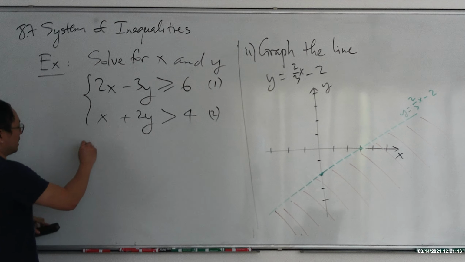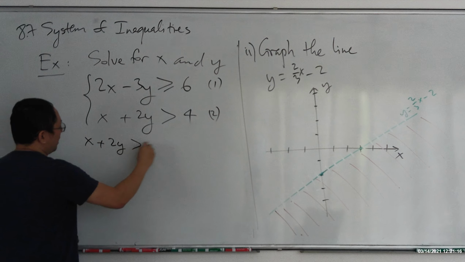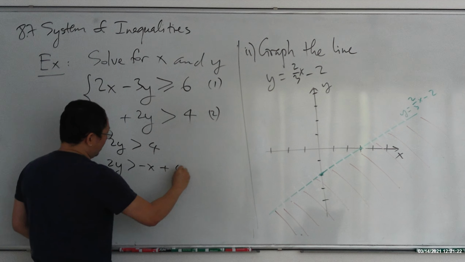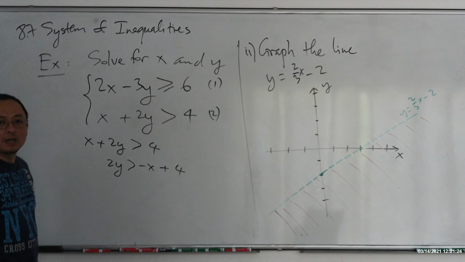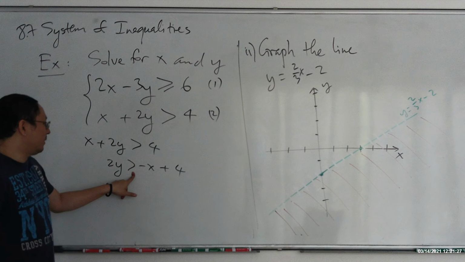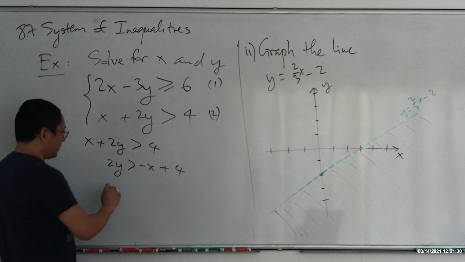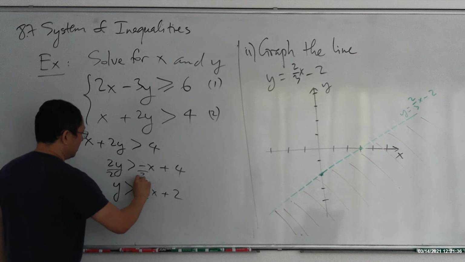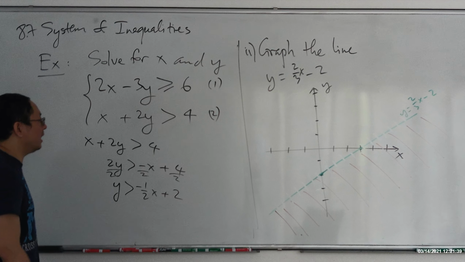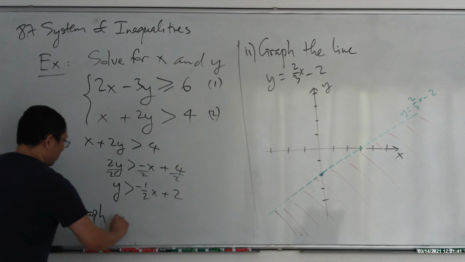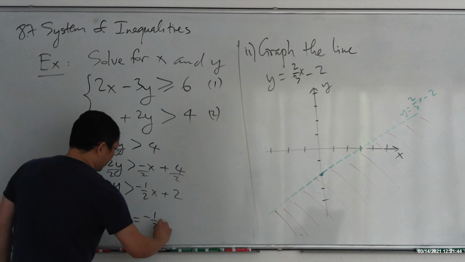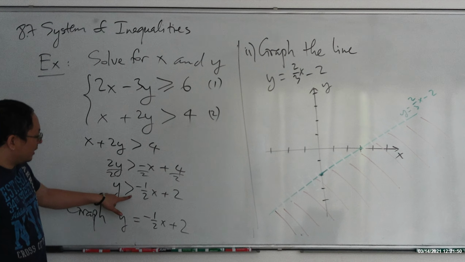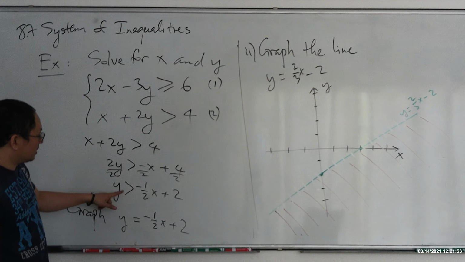For the second inequality, I got x plus 2y greater than 4. Subtract x on both sides, 2y greater than negative x plus 4. Then I divide both sides by 2. This time, I'm not going to flip the inequality because I'm dividing by a positive number. So I got y is greater than negative 1/2 of x plus 2. Okay? And I'm going to graph the line y is equal to negative 1/2 of x plus 2. And you know what? My line is going to be dotted because this is strictly greater than. And I'm going to shade the upper half of this line because y is bigger.